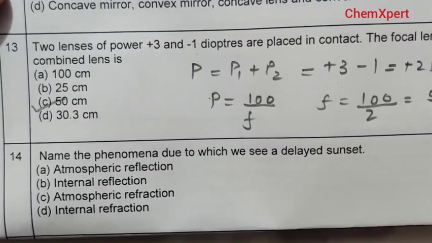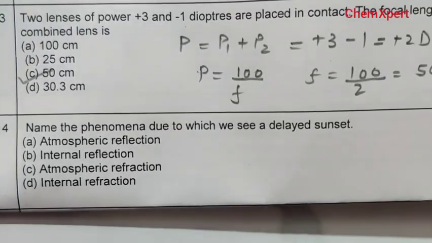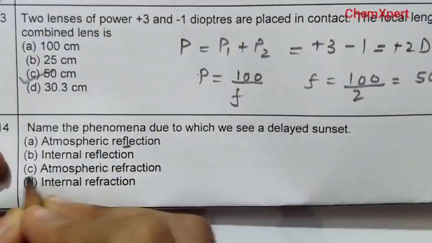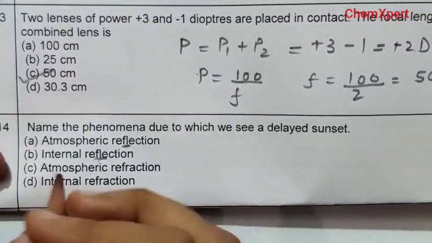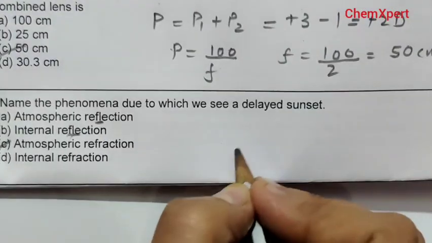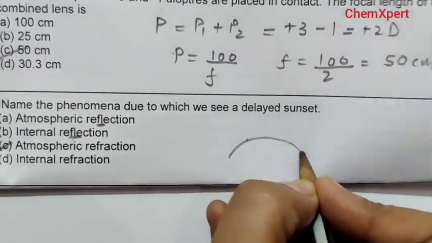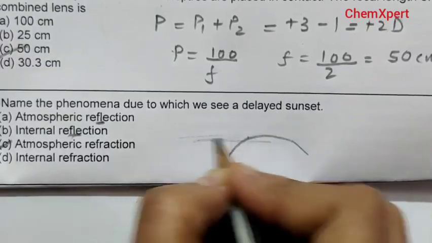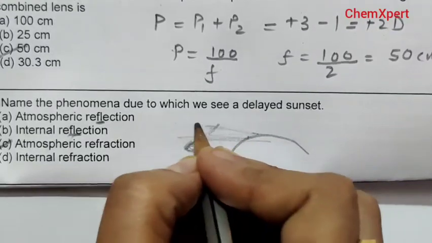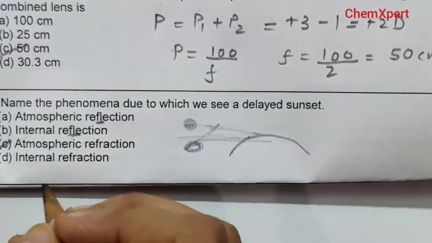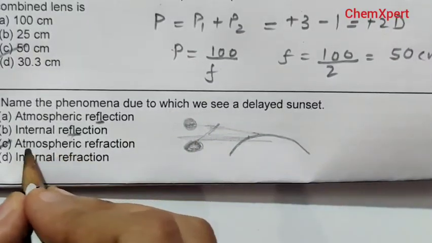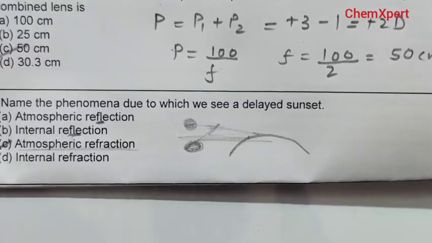Now the next question is, name the phenomenon due to which we see a delayed sunset. Is it atmospheric reflection? No. Internal reflection? No. Atmospheric refraction? Yes. Because of atmospheric refraction, for example, this is the earth and this is the horizon, and the sun is at sunset, but because of atmospheric refraction it appears to be above the horizon. Similarly, during sunrise also this happens, so it is only because of atmospheric refraction.